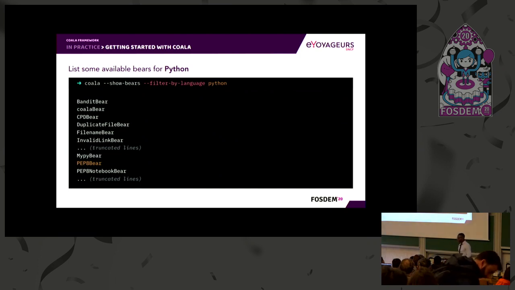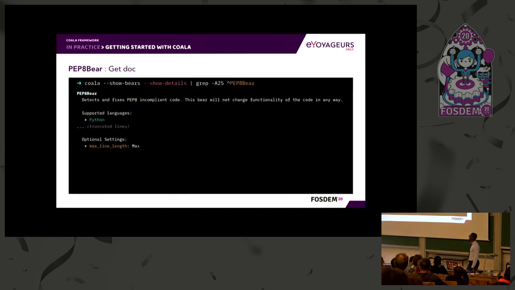So I want to analyze my code written in Python. I will list the bears available for Python. Here I choose the PEP8 bear, for example. I don't know much about it, so I get some documentation on how to use it. And I see we also have optional settings, how to set the configuration for the bears and what the bears can do. The bears can detect formatting and can fix formatting.